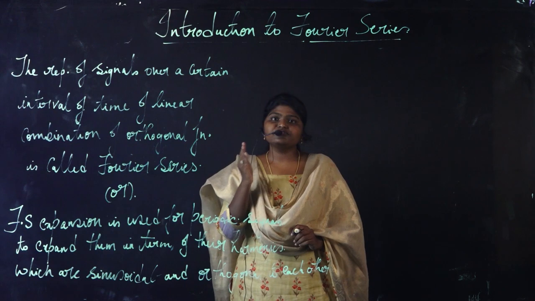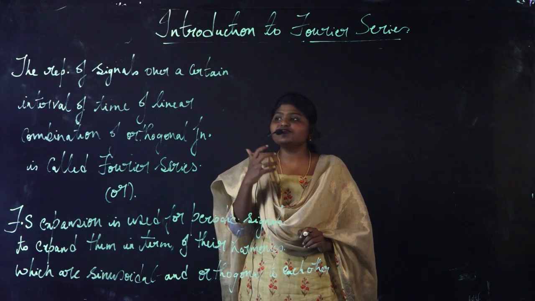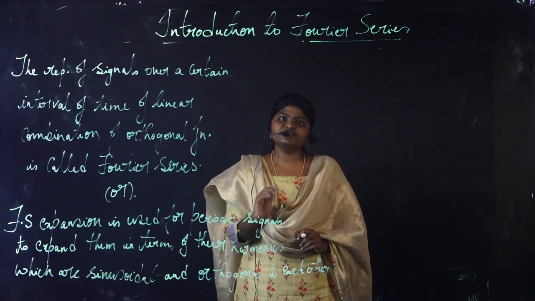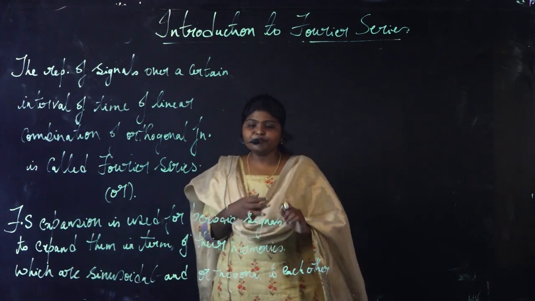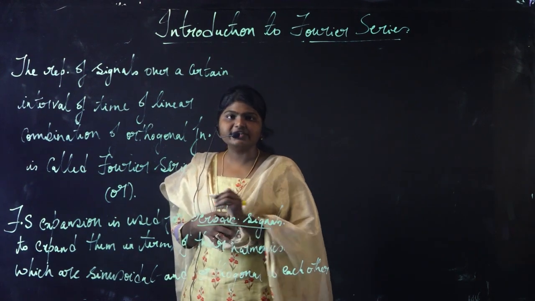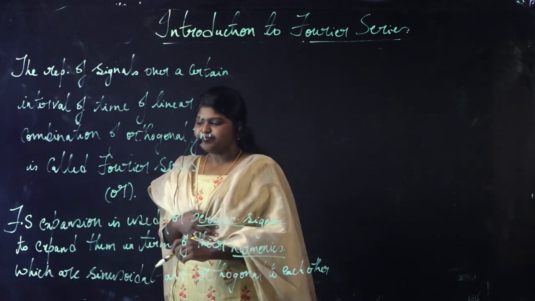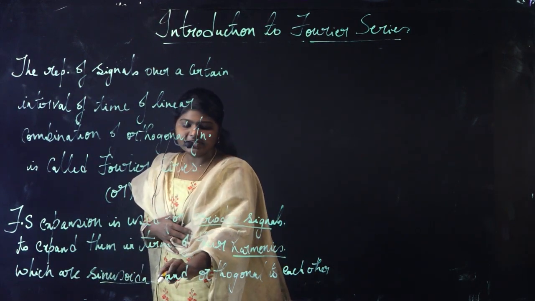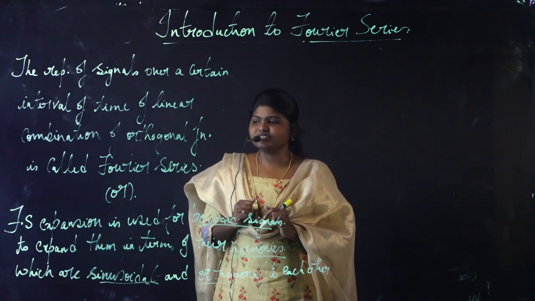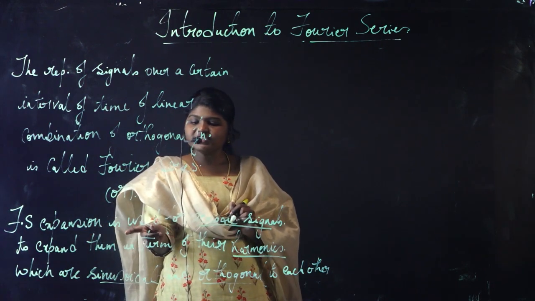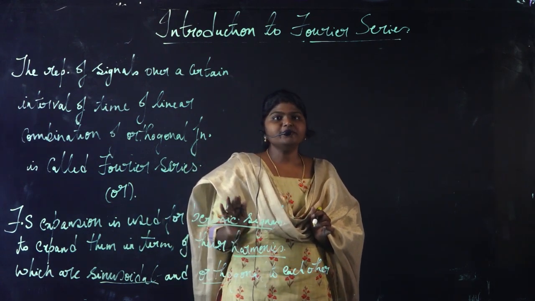The representation of a signal over a certain interval of time as a linear combination of orthogonal functions is called Fourier series. Or the Fourier series expansion is used for periodic signals to expand them in terms of their harmonics, which are sinusoidal and orthogonal to each other. So let us try to understand the definition here. Fourier series expansion is used only for periodic signals. It is not for non-periodic signals.